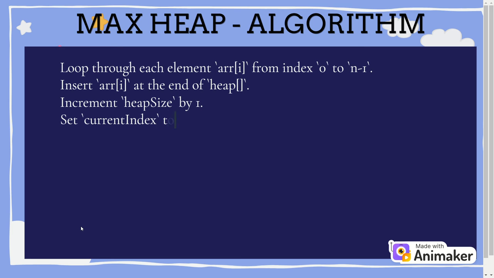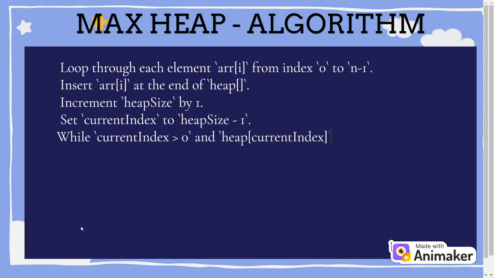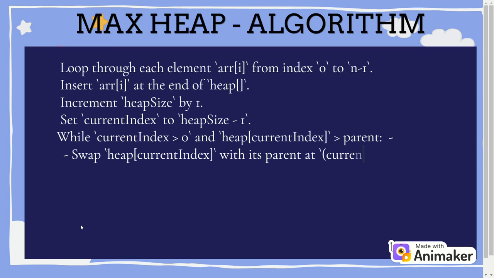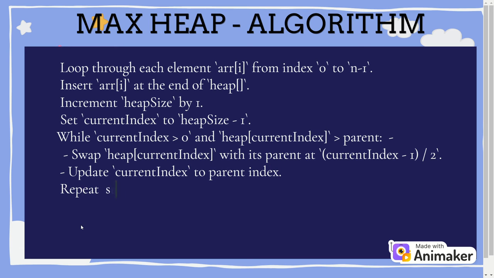While the current index is not the root, that is current index greater than 0, and the element at the current index is greater than its parent: to calculate the parent index, the parent of the current index is located at the index (current index minus 1) divided by 2. To compare the element with its parent, check if heap[current index] is greater than heap[parent index]. Swap heap[current index] with heap[parent index], then update the current index. Set current index to parent index, moving up the heap. Continue this process for all elements in the array.